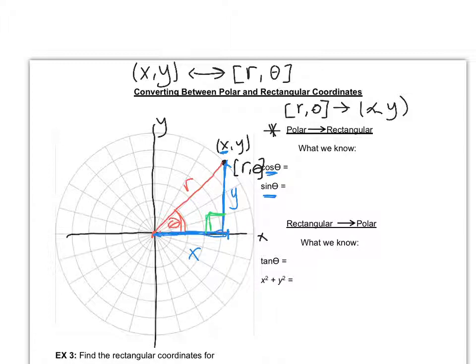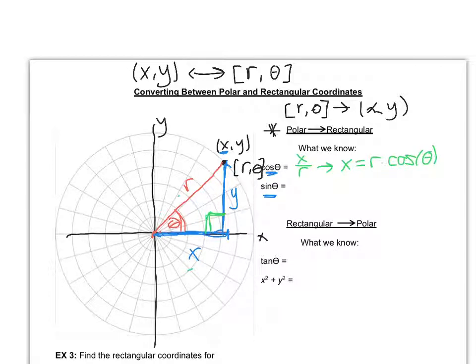So the cosine of theta will help us relate x to r. So cosine is adjacent over hypotenuse. So the cosine of theta, by definition of cosine, is x divided by r, which means if I want to solve for x alone in terms of r and theta, I would just multiply both sides of that equation by r, and that would get us this equation: x equals r times the cosine of theta.